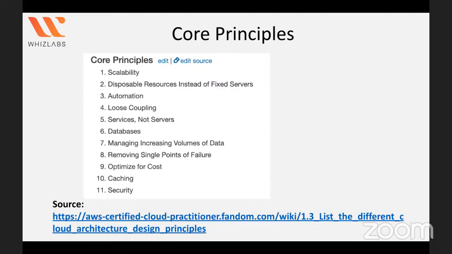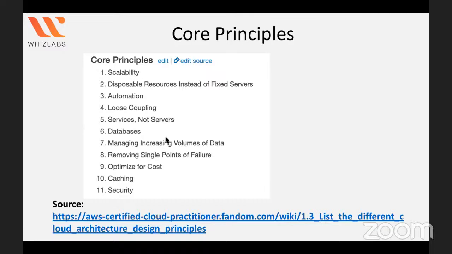Then comes loose coupling. With loose coupling, you can use services, maybe SQS, where you don't have to bind your users or put the data processing all at once. You can process in the form of queues. Then comes services, not servers. If you see a service like SNS, you can just use the model of software as a service and you don't have to provision any server.